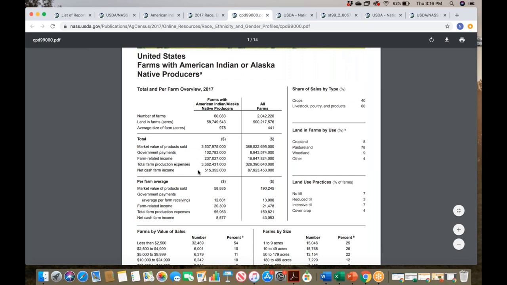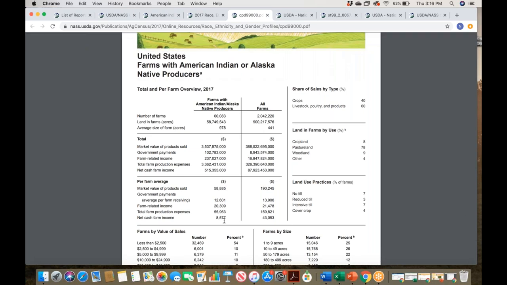Then I want to point out this net cash farm income per farm. So we go down here, per farm average, net cash farm income. For farms with American Indian Alaska Native producers across the country, it averages $8,577 in net cash farm income, whereas all farms altogether have $43,000 in net cash farm income.